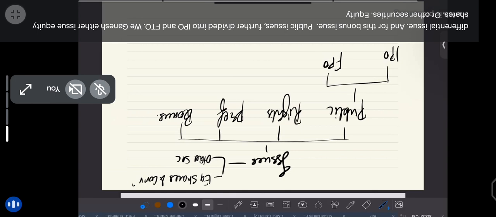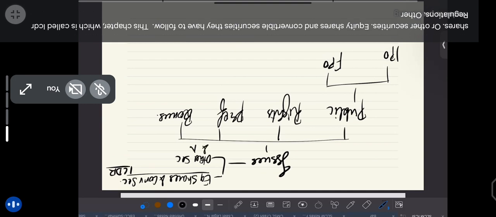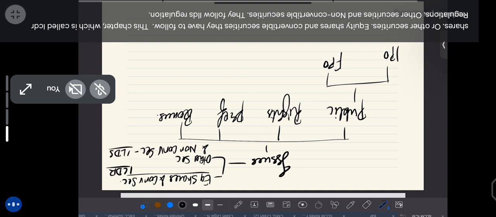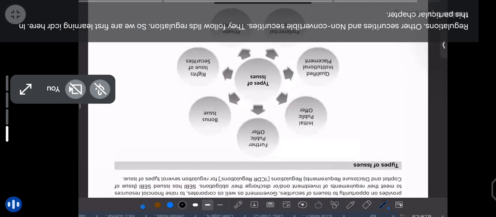Equity shares and convertible securities have to follow this chapter, which is called ICDR regulations. Other securities and non-convertible securities follow ILDS regulations. So we are first learning ICDR here in this particular chapter. So IPO and FPO put together are public issues.